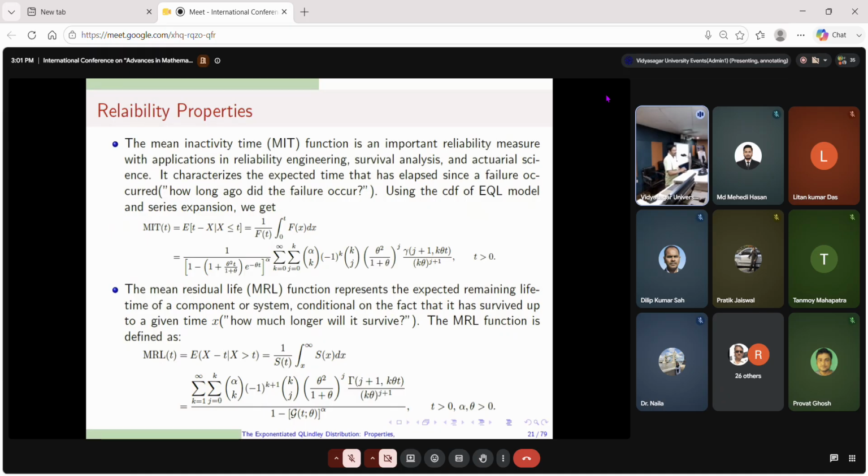Now, these are the reliability properties. These are widely applicable for industry people, in process control or quality control, whatever. So first of all, the mean inactivity time. So this is a function.